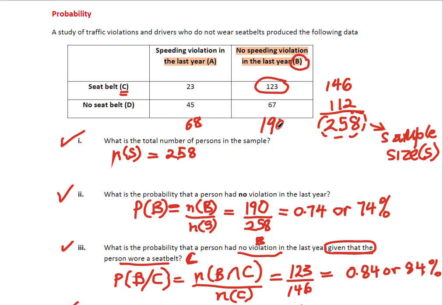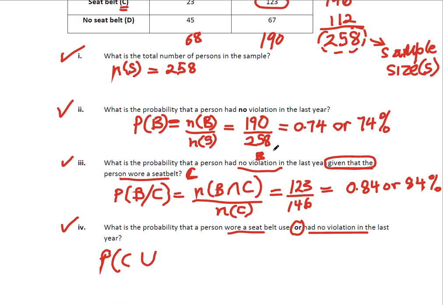The total for having no speeding violations in the last year is given there, but the symbol is B for no speeding violations. So what we're asked here to calculate is the probability of C union B. The union means either. So what this is saying is, what is the probability that a person wore their seatbelt, which is C, or, which is the union, had no violations last year, which is B.